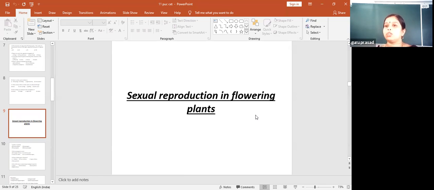Next to that is the female reproductive part. That is which one? Gynoecium. The structural unit of gynoecium is called what? Pistil or carpel. Coming to the structure of the pistil or carpel, it consists of 3 parts: the stigma, style, and ovary. The stigma is the receptive area which receives the pollen grains, which contain male gametes. Next, the function of the style is that it passes the pollen tube carrying male gametes to the ovary.